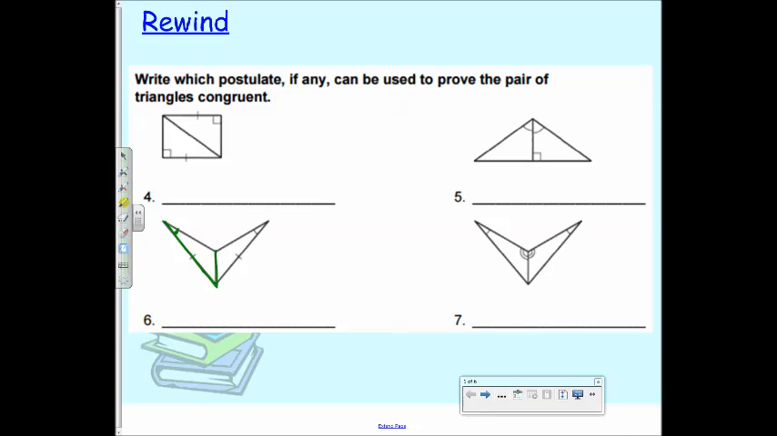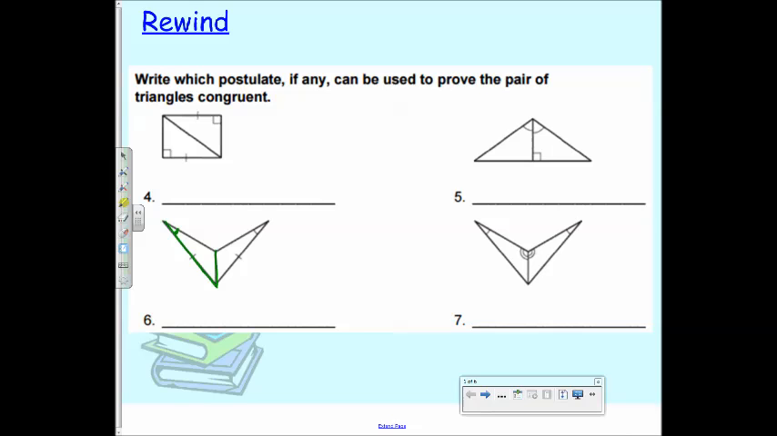The angle's not in between. What's the word we use for the angle that's in between? It's called the included angle, right? So this isn't the included angle. And we can't use angle, side, side, because that's not a thing, right? And neither is SSA, all right? So that's not a thing, okay?